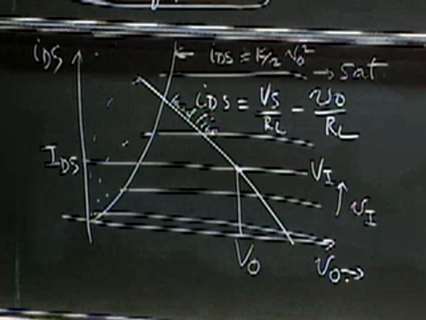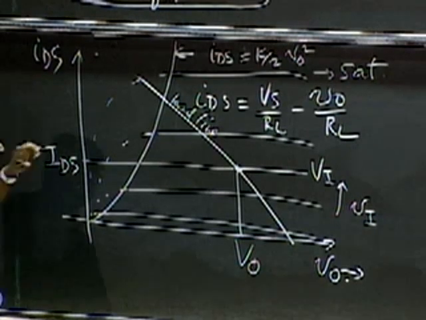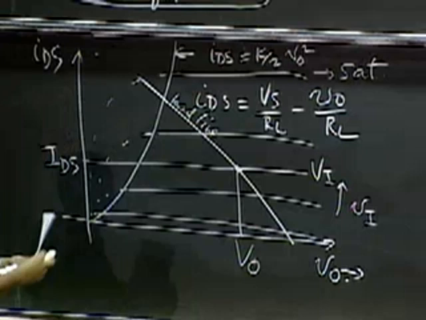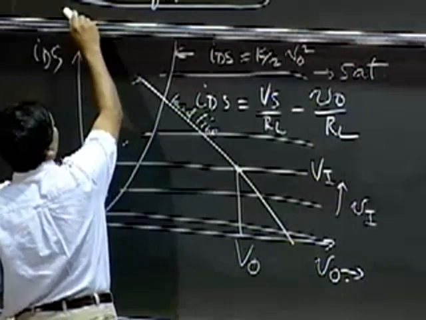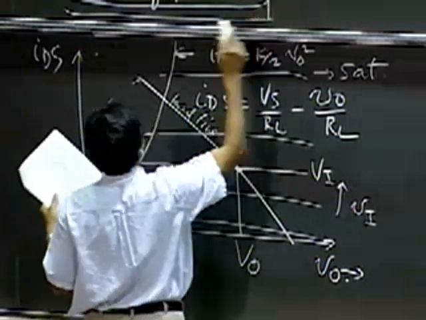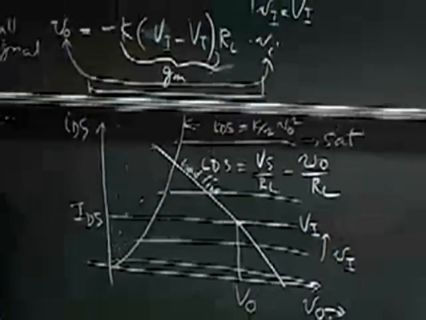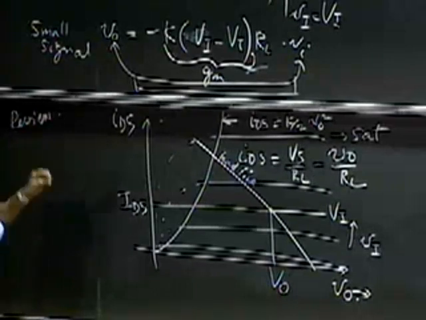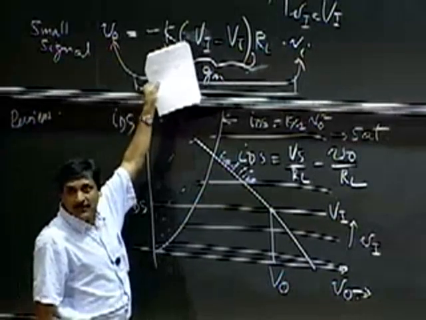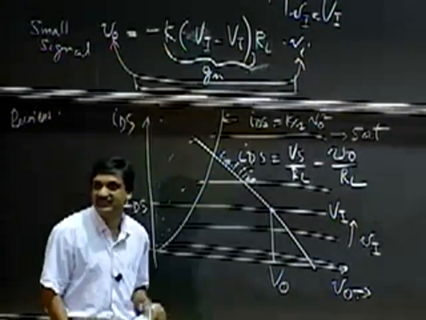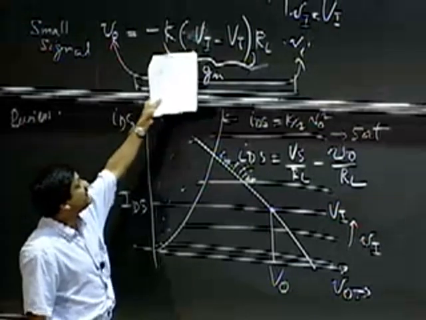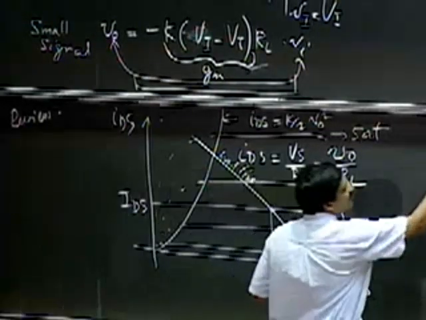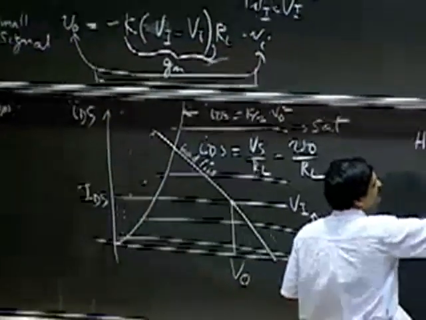One thing we stopped the last time by pointing out is that the gain of our amplifier, minus K (VI minus VT) RL, that's the gain A of the amplifier. That gain is related to VI. The gain was proportional to VI minus VT. So therefore, if I increased VI, I would get more gain. So the question is, how do we choose a bias point?